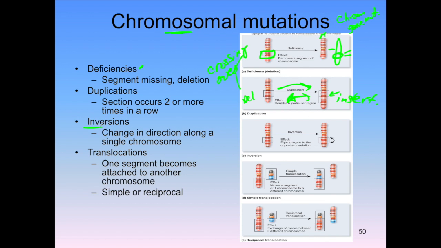Then we have what's known as an inversion. In an inversion, our chromosome, let's say, was in this direction, and during the crossover event, for some reason it gets flipped, and now the genes are down here. So if I had a gene on this chromosome right here where this white band is, instead of it being located here, it's now located up here.